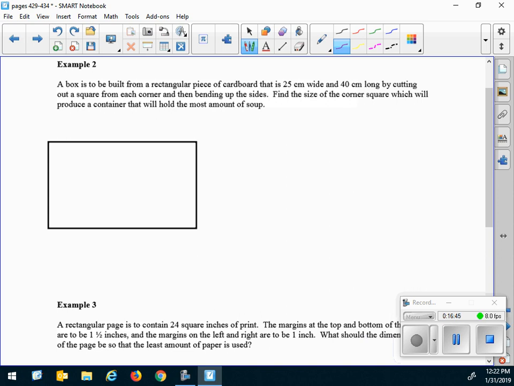We've got a rectangular piece of cardboard that's 25 centimeters wide and 40 centimeters long. You have to draw pictures. We didn't maximize. What are we trying to maximize? The most amount of soup, volume.